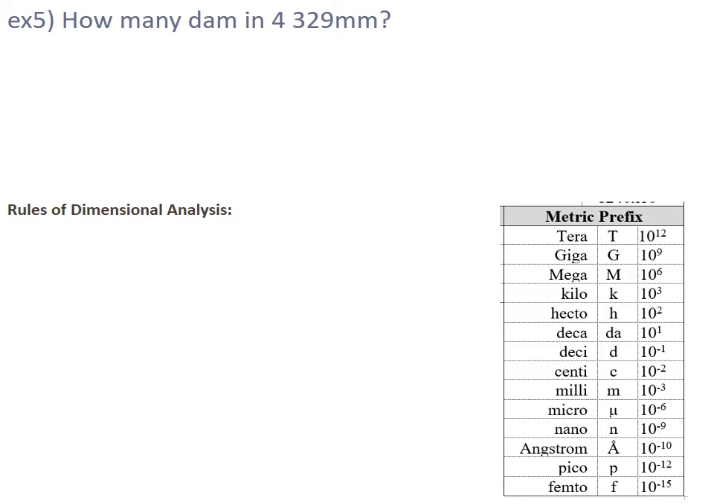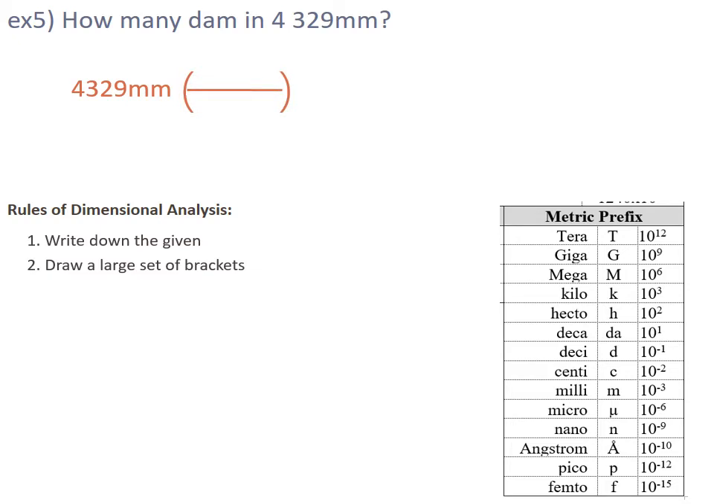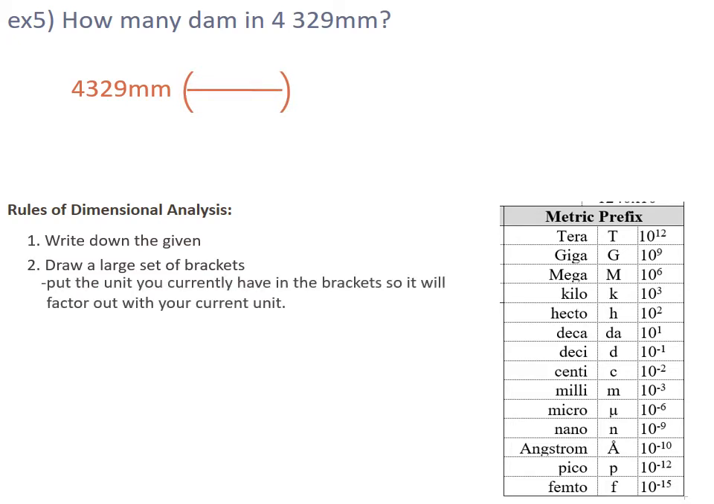Example 5. How many decameters in 4,329 millimeters? Again, I start by writing down my given. Then I put in a large set of brackets. Inside that bracket, I'm going to want to put the unit I currently have, in this case on the bottom, so that millimeters and millimeters will be able to factor out. And I will want to switch it to decameters.